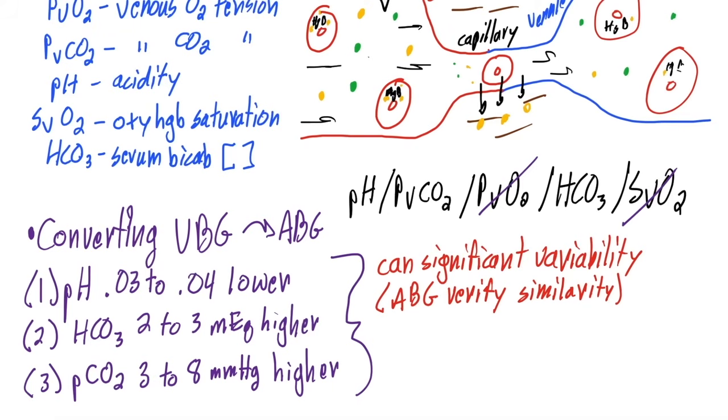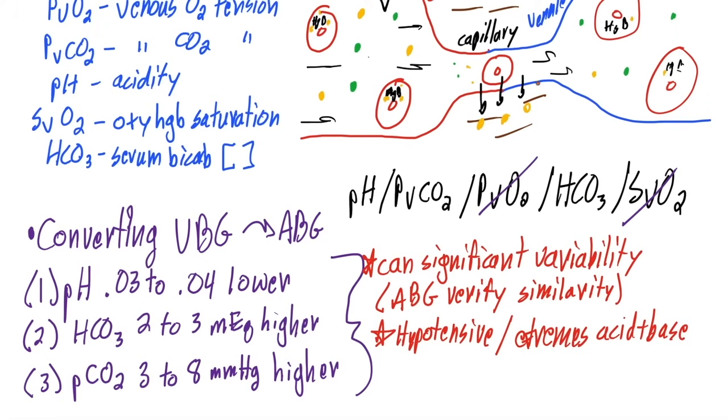The other caveat to this, so we'll put a star here, is that in patients that are super hypotensive or have extremes of acid base, there's been shown to be as much as a 3-time factor increase in variability between VBGs and ABGs. So VBGs are much less accurate in terms of comparison to ABGs in those that are hypotensive or with extremes of acid base.